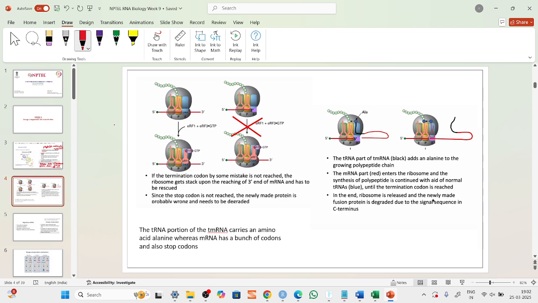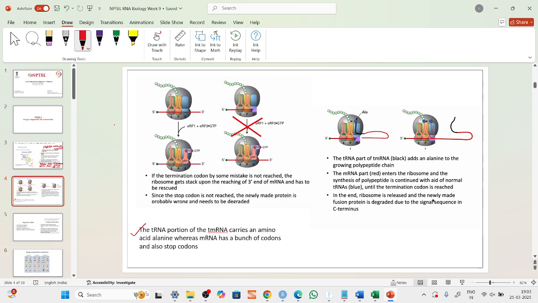What is written over here? The tRNA portion of the tmRNA carries an amino acid alanine, whereas the mRNA has a bunch of codons and also has stop codons. So what happens if the termination codon by some mistake is not reached? The ribosome gets stuck upon reaching the 3' end and has to be rescued. Since the stop codon is not reached, the newly made protein is probably wrong and it needs to be degraded. The tRNA part adds an alanine to the growing polypeptide chain, and the mRNA part enters the ribosome, and the synthesis of the polypeptide is continued with the aid of normal tRNAs until the termination codon is reached. In the end, the ribosome is released and the newly made fusion protein is degraded due to the signal sequence.